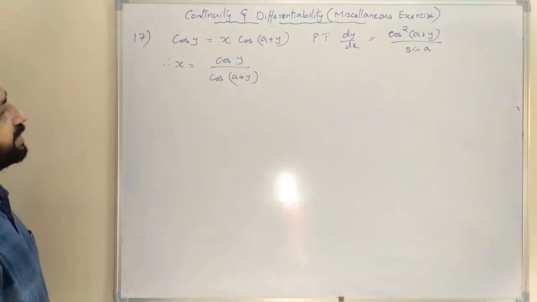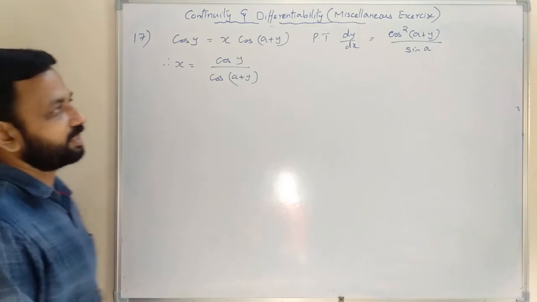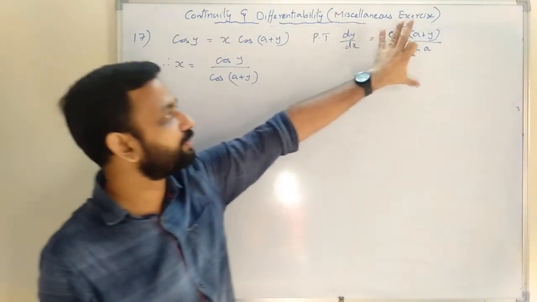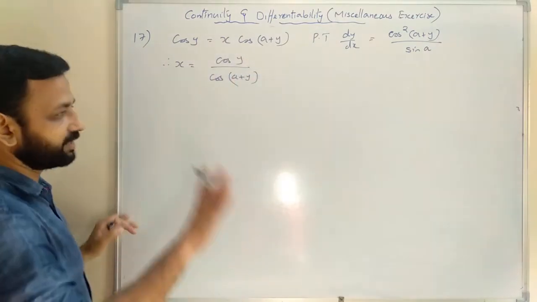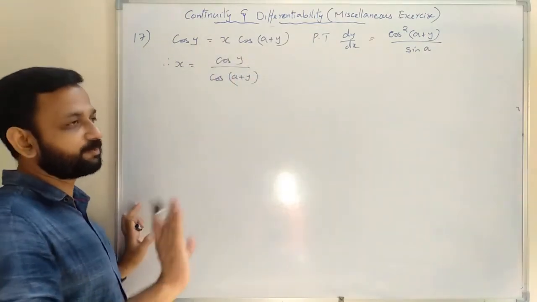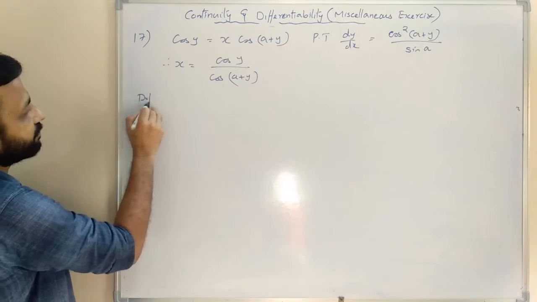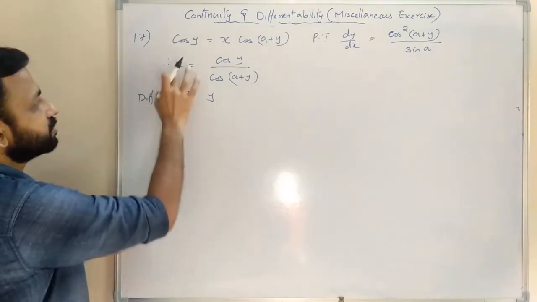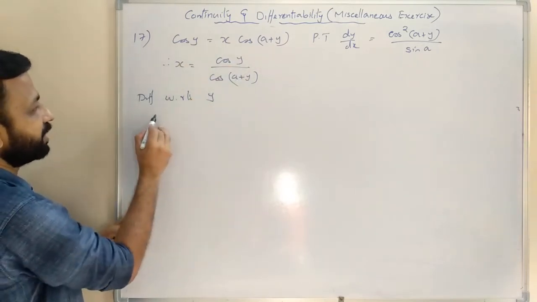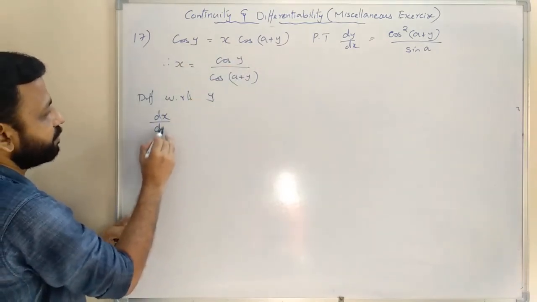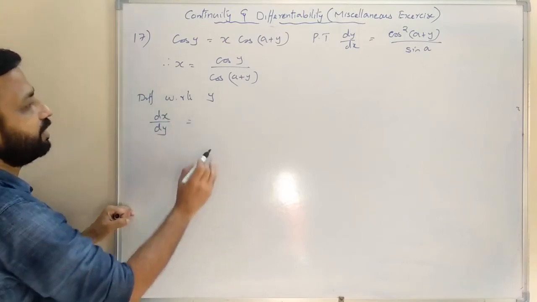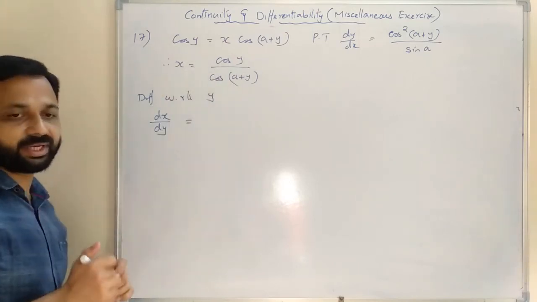Now we can differentiate with respect to y. In one question in the previous exercise we have done the same way. We are going to differentiate this expression with respect to y, not with respect to x. So differentiate with respect to y. So derivative of x with respect to y, that is dx upon dy. Derivative of x with respect to y equal to, now we will apply quotient rule here.